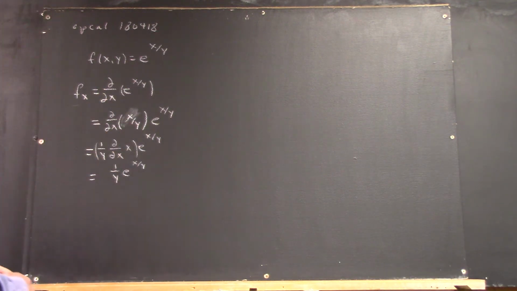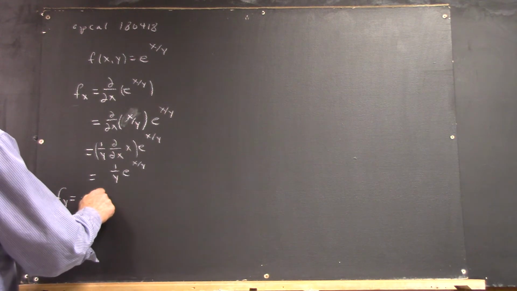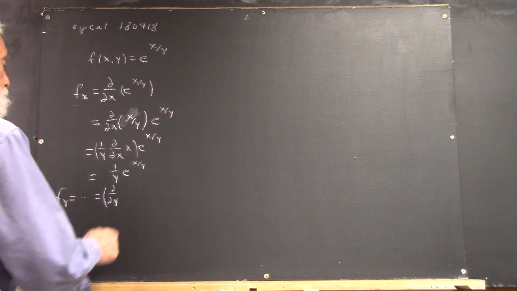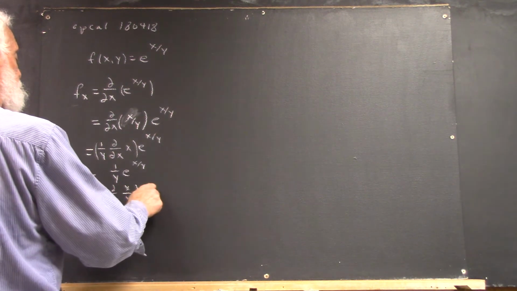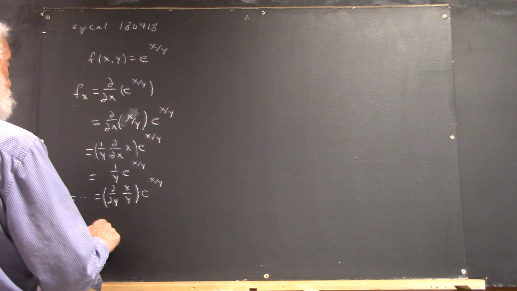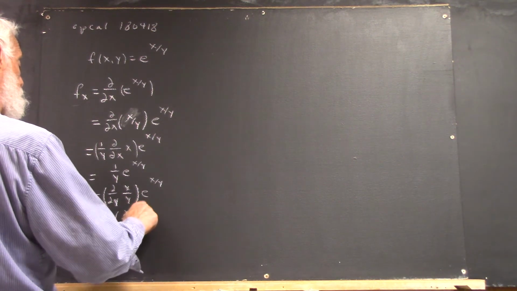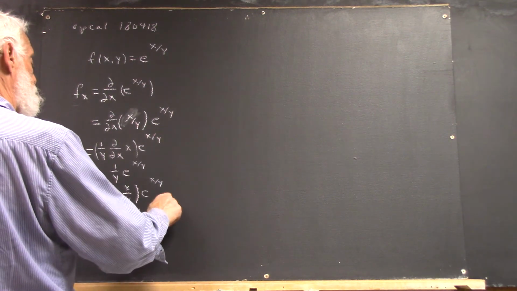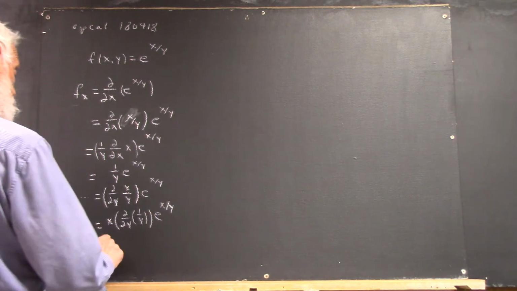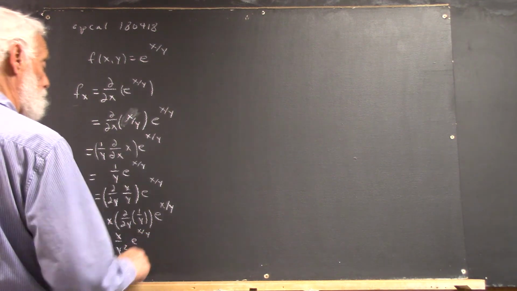Okay? And then f_y, chain rule is going to tell you it's a partial with respect to y of x over y, e to the x over y. Okay? And that's equal to x times the partial with respect to y of 1 over y times e to the x over y. Which is then negative x over y squared, e to the x over y.